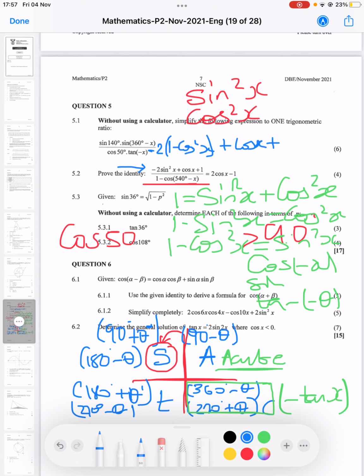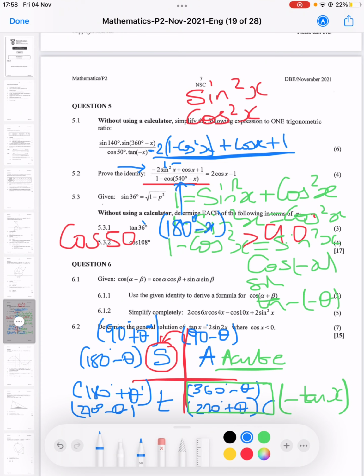You then have plus 1 over 1 minus, then you need to work out that one. And how you work it out, can you see that angle is beyond 360? So what you do is to say that number you minus 360. Whatever value you get, then you write it there. Let's say it is 180 degrees. Then you're going to say 180 degrees minus x.